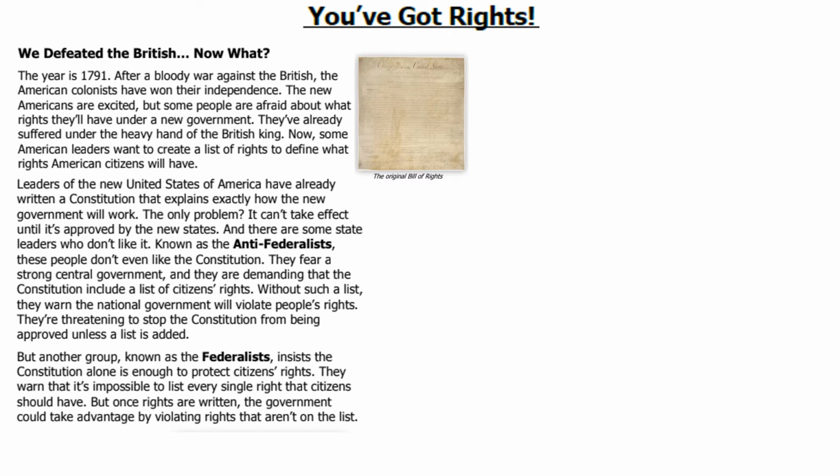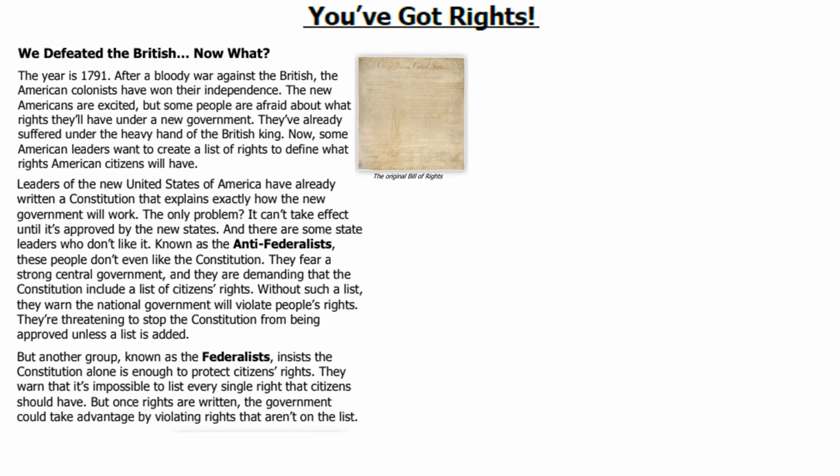They've already suffered under the heavy hand of the British king. Now some American leaders want to create a list of rights to define what rights American citizens will have. Leaders of the new United States of America have already written a constitution that explains exactly how the new government will work. The only problem? It can't take effect until it's approved by the new states. And there are some state leaders who don't like it.